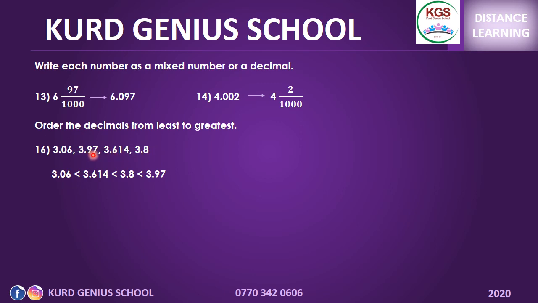Now we have these three numbers. We have 9, 6, 8. So 6 is less than them all. So write the 6. Again, we have these two. We have 9 and 8. So write 8 first and then the 97 hundredths. So 3 and 6 hundredths is less than 3 and 614 thousandths, less than 3 and 8 tenths, less than 3 and 97 hundredths. Remember, these problems are all from page 200.